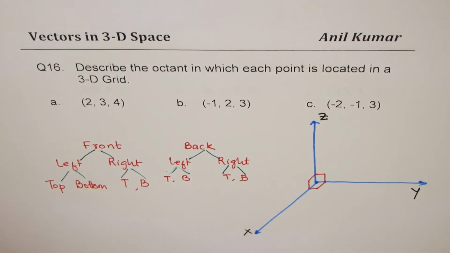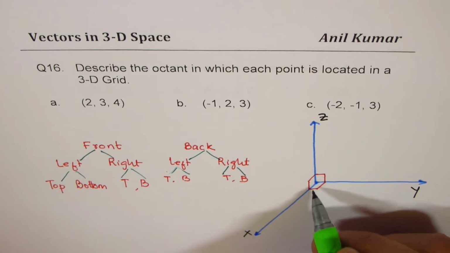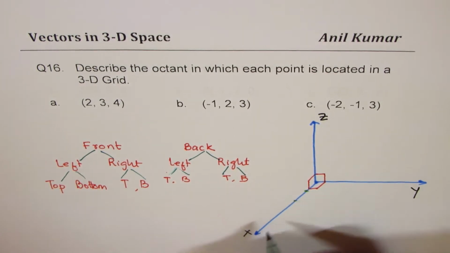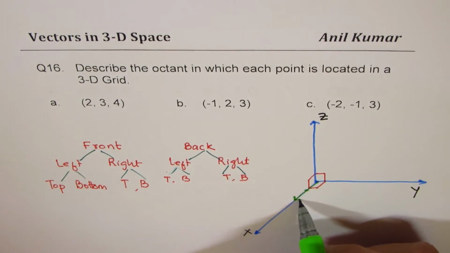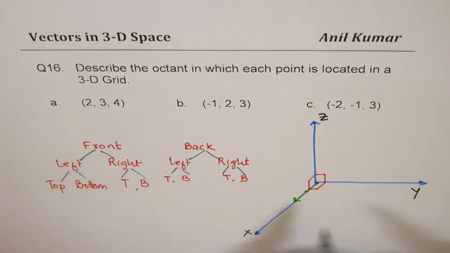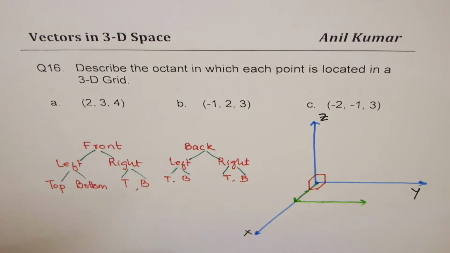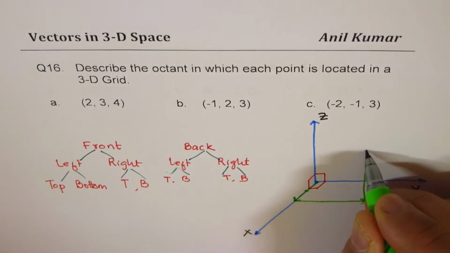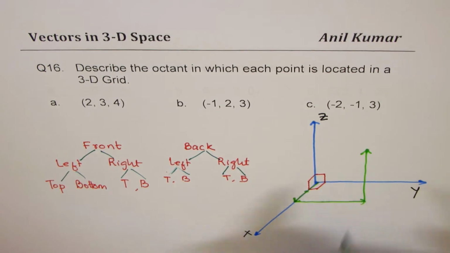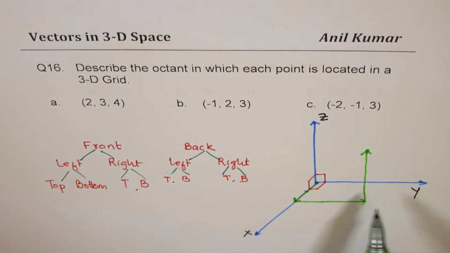Now, let's take a point and figure out where it is located: (2, 3, 4). So when I say (2, 3, 4), 2 is along the x-axis. Let's say this is 1, this is 2. So we move 2 units in this direction. Then 3 units along y. So we go 1, 2, 3. Let's say this is 3 units along the y. And 4 is along the z-axis. So equally spaced 4 units, correct? So that gives you the position.